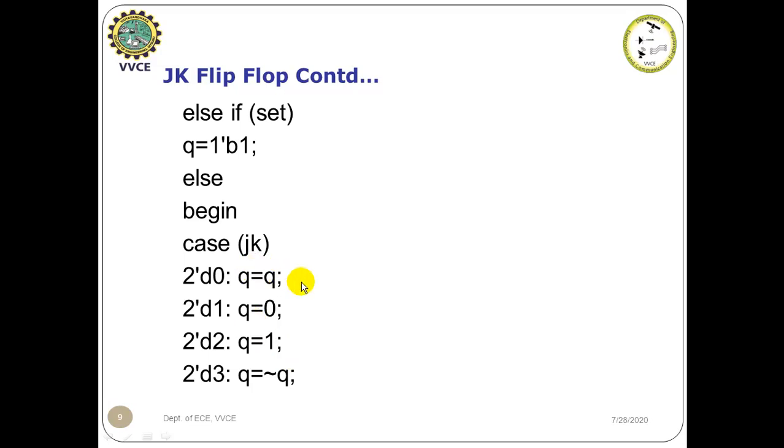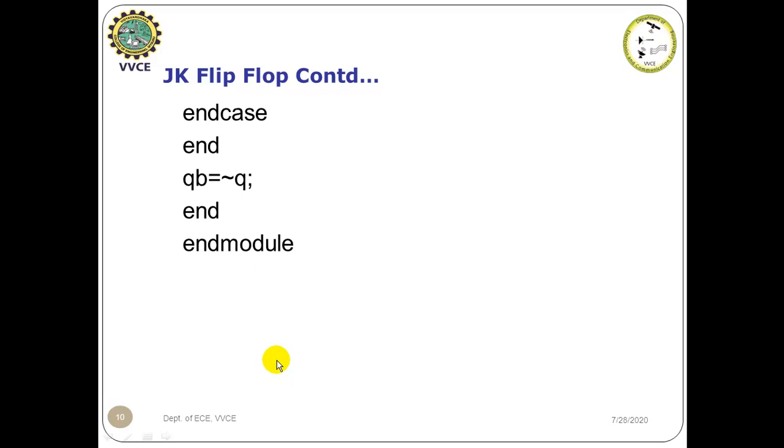For 0, 0, Q is the same as the previous output, and for 0, 1, Q is 0, and for 1, 0, Q is 1, and for 1, 1, Q is the negation of Q. This means for the last input combination, J is 1 and K is 1, the output should toggle. After that I am ending the case and writing the Q bar statement after the end statement. I am ending the module. It's all about the JK flip-flop.